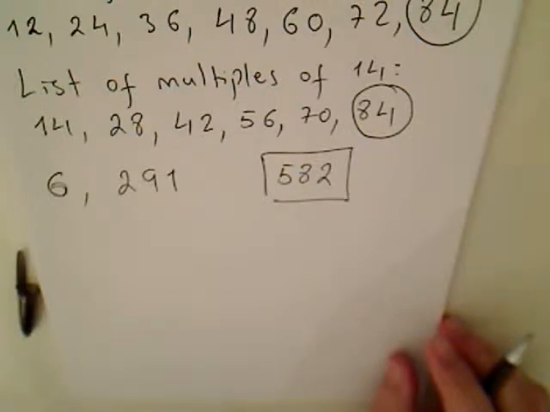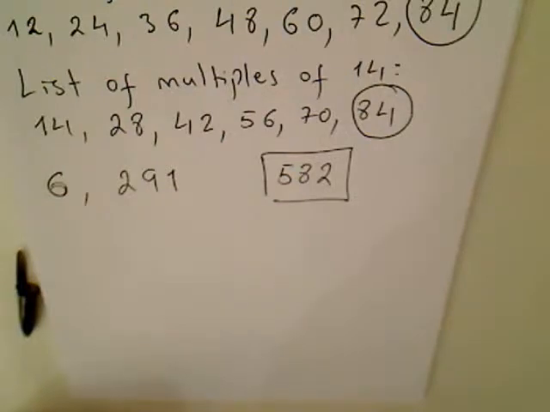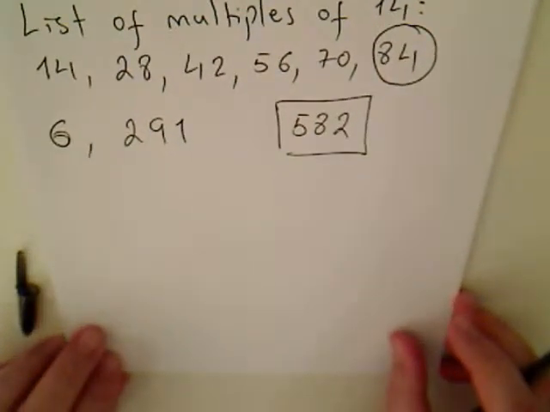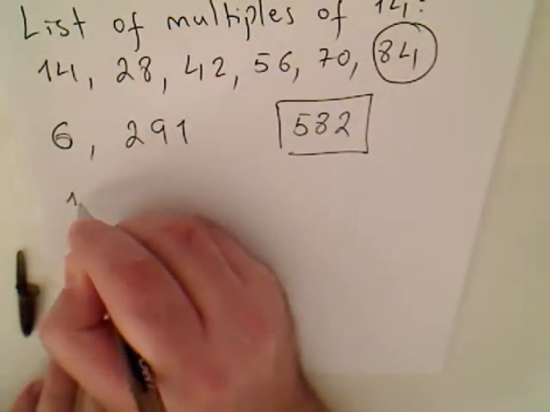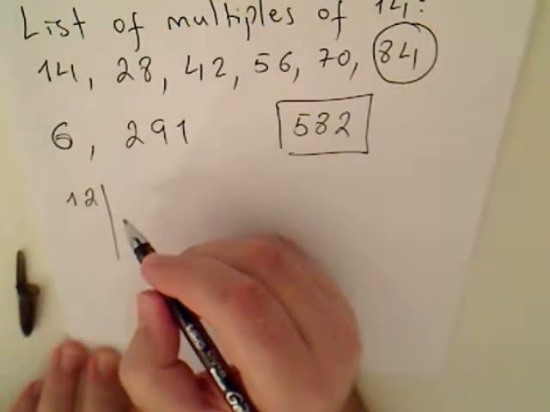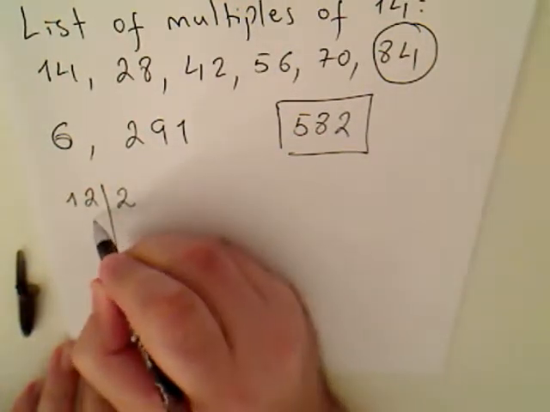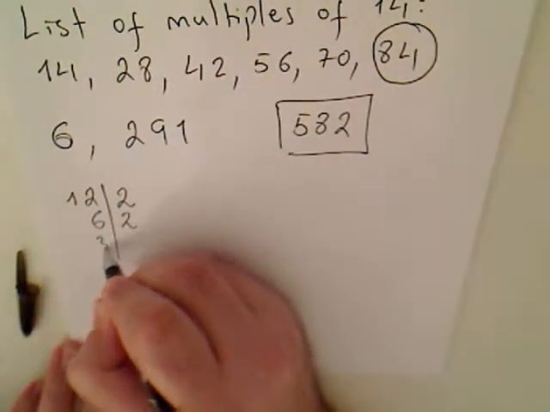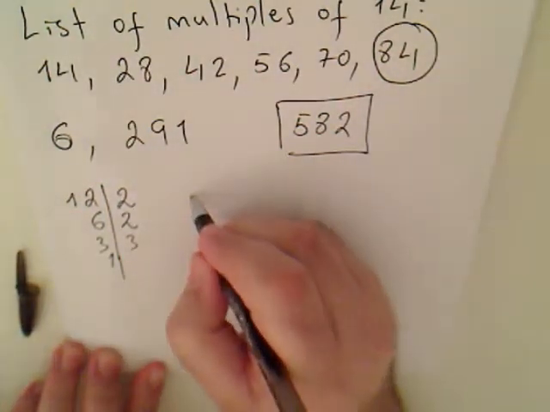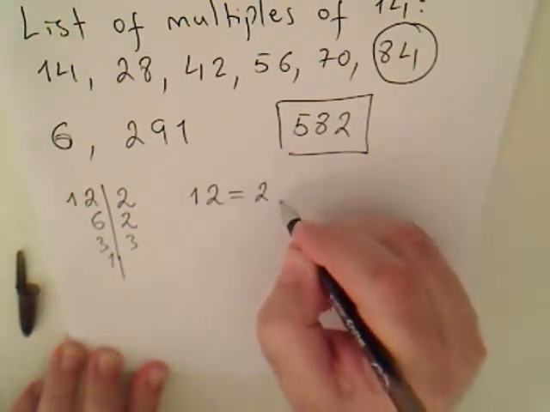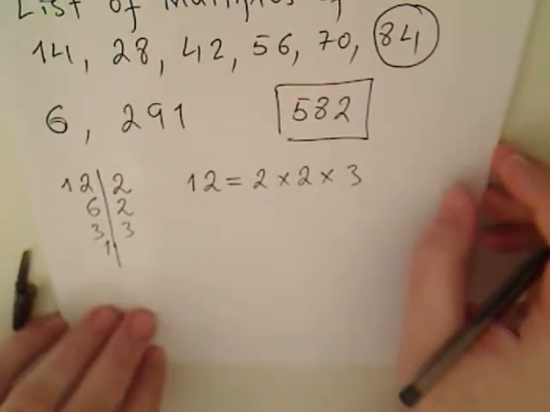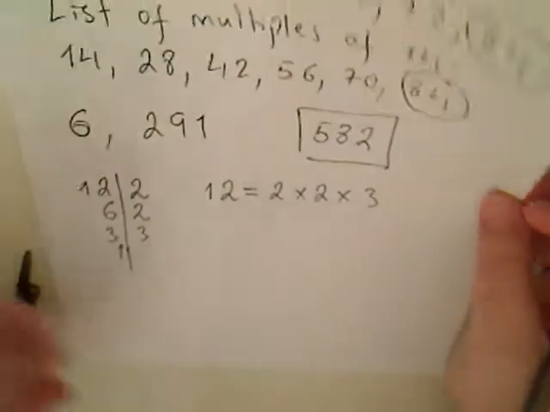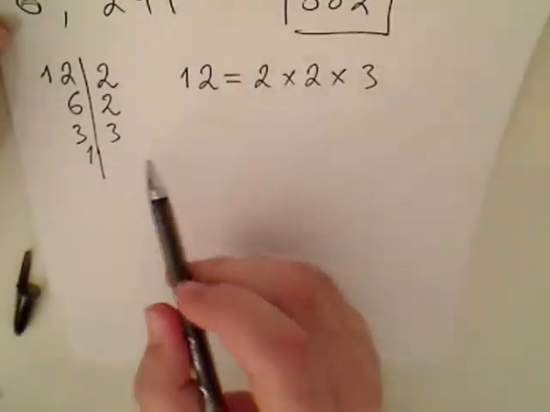So what can we do to find the least common denominator more efficiently? We are going to use the prime factors. Okay, let's factor 12 into prime numbers. 12 divided by 2, we get 6. Dividing by 2, we get 3. Dividing by 3, we get 1. Okay, 12 equals 2 times 2 times 3.